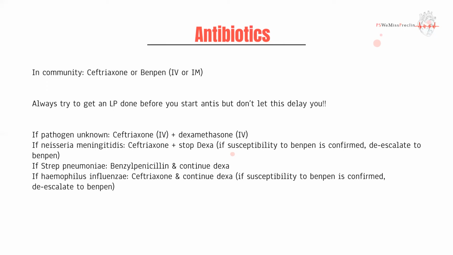Now, the interesting thing about dexamethasone is that studies have found it to be useful only for certain bugs, right? And those bugs include Strep pneumoniae and Haemophilus influenzae. It has not been found to be beneficial for Neisseria meningitidis, which is why if you confirm the bacteria as being Neisseria meningitidis, you continue with the ceftriaxone and you stop the dexamethasone because it's just not effective. It's not a contraindication, but it's just not going to be doing anything.